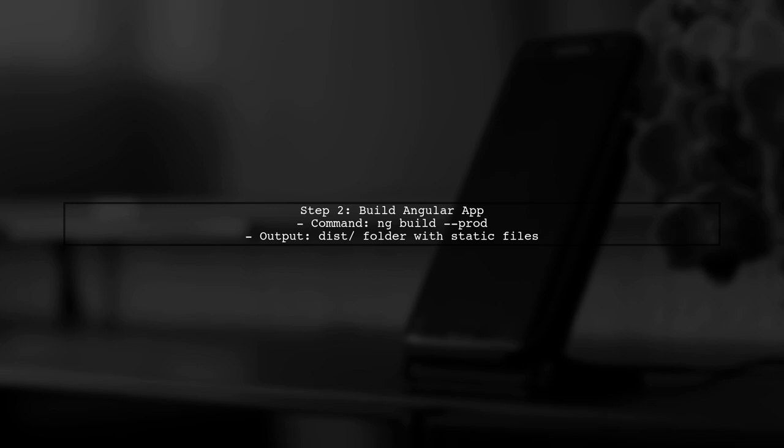Next, you will need to build your Angular application for production. Use the Angular CLI to create a production build by running the command ng build --prod. This will generate static files in the dist folder.